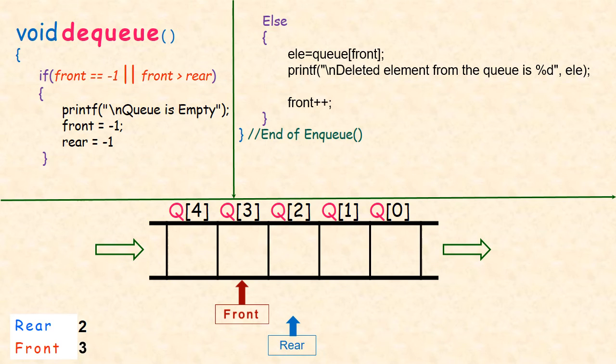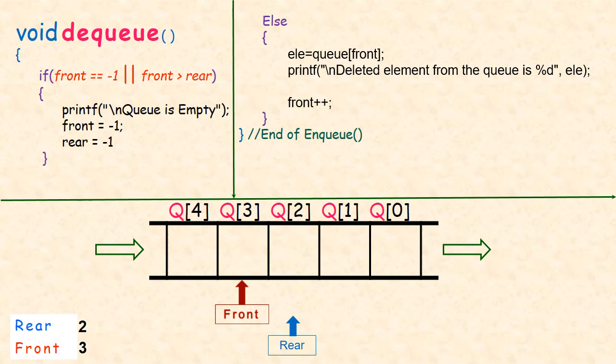Please observe this. What is the front value? 3. And what is the rear value? 2. Now come back to this if condition. Here, if front is greater than rear, you will have two conditions. One is front is equal to -1, that is initially when there are no elements in the queue.